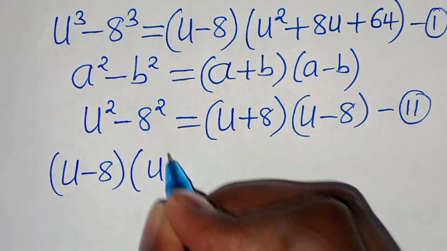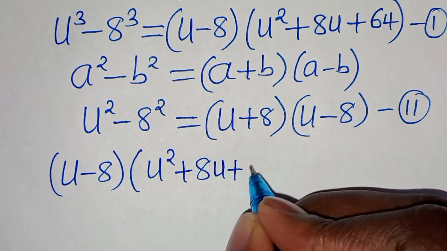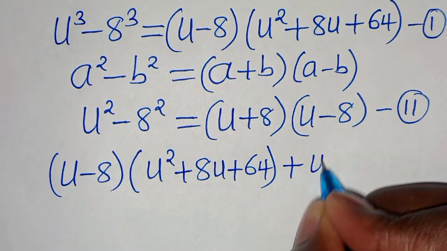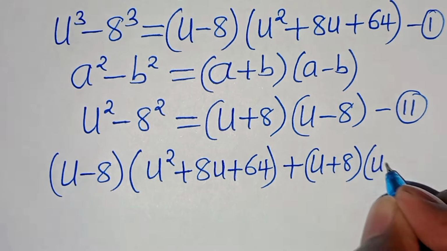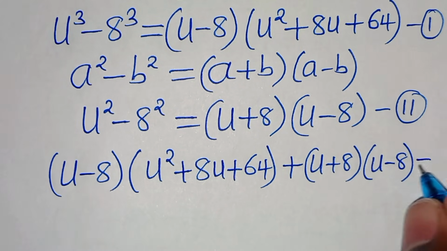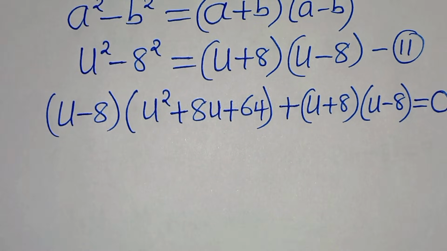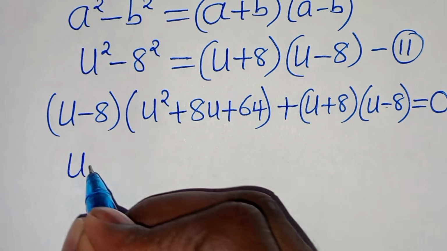We have u squared plus 8u plus 64, then plus u plus 8, then multiplied by u minus 8. This is equal to 0. u minus 8 is common here. We can factor out u minus 8.